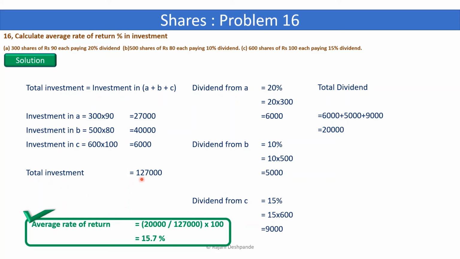So the total investment is 1,27,000 and the dividend paid is 20,000. So the average rate of return is 20,000 divided by 1,27,000 into 100. That is 15.7%.